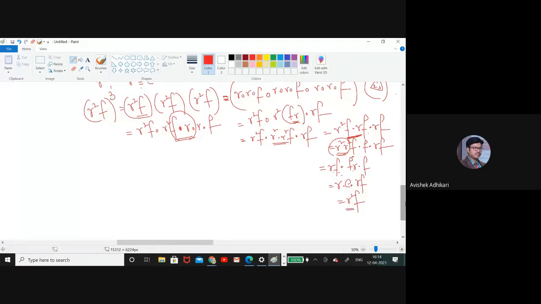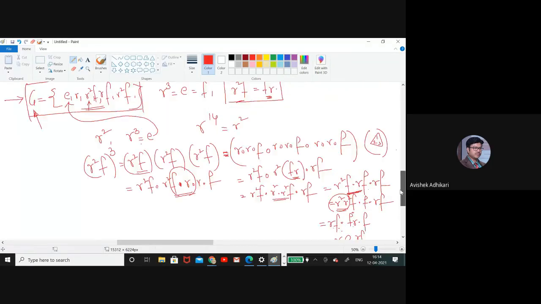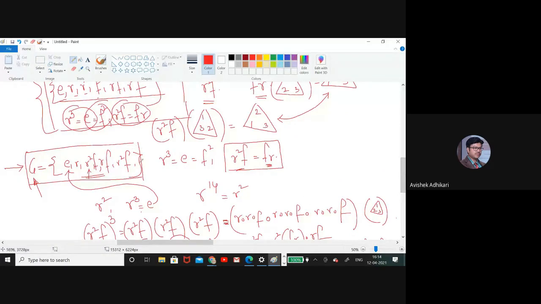That means it's just an example. It's not a proof that these operations give you a group structure. So this is just a hands-on experience of how it actually forms and why this relation is important. Using this relation, you can simplify any element.